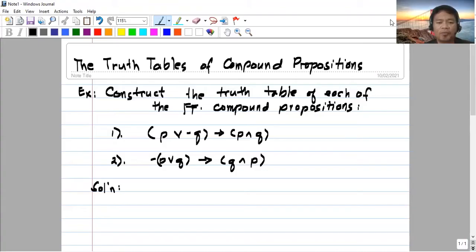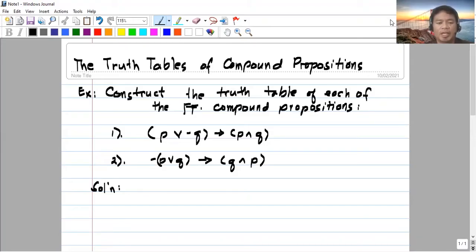But take note that when we say compound propositions, we are referring to propositions that are combined together and connected by logical connectives such as negation, conjunction, disjunction, conditional, and biconditional. That's why it is very necessary for you to master the differences among those connectives so you can easily determine the truth value of each expression in a given compound proposition.